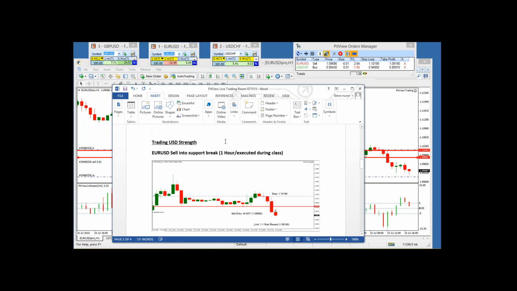Here's our dollar strength trade today. This is the one that we executed during class. That's this bad boy up in here. That's trading at a 26 pip profit right now. You see here, we just said Euro Dollar, we're going to sell into support break, 1 hour charts, executed during class. Now, what do you notice about this?